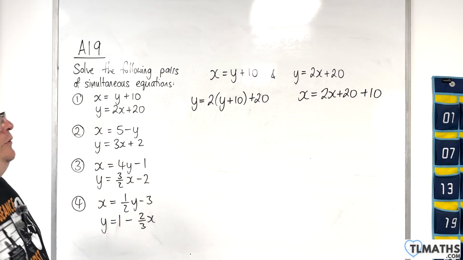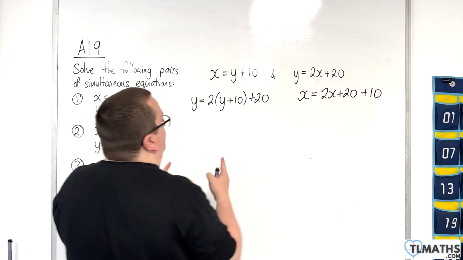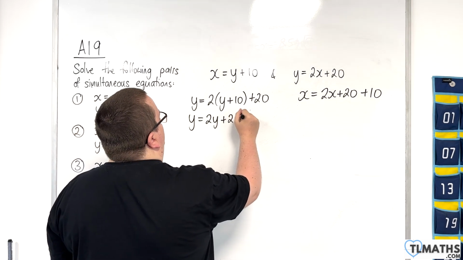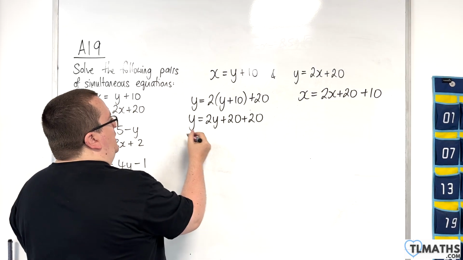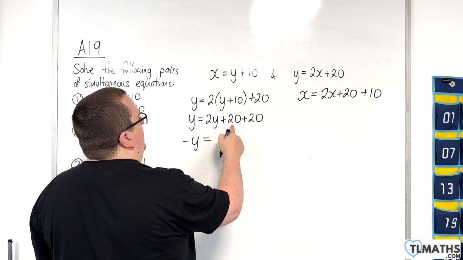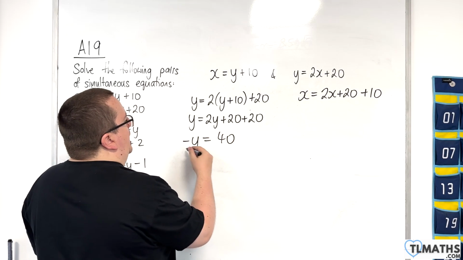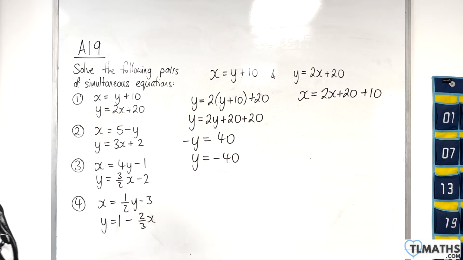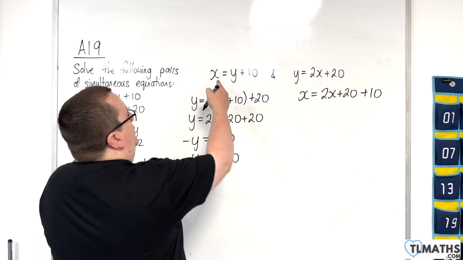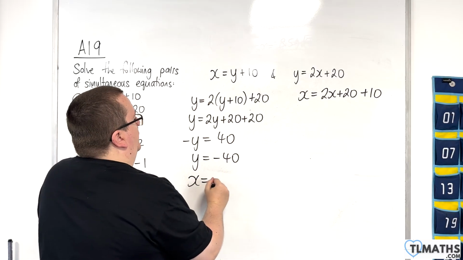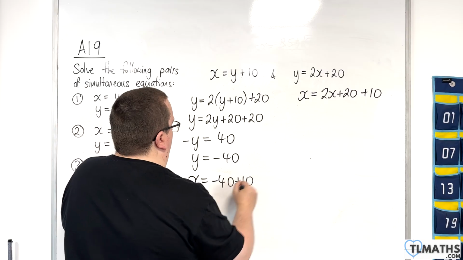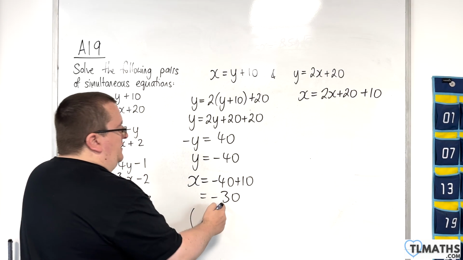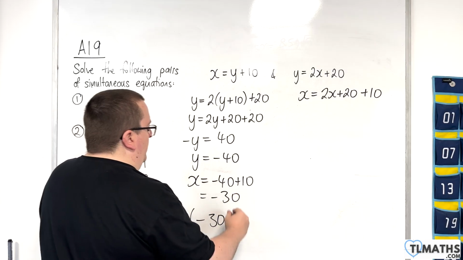Okay? So if we go through this way first, expand the brackets out, 2y plus 20 plus 20. We can subtract 2y from both sides and we'll have 20 plus 20, which is 40. And then multiply through by minus 1. So y is equal to minus 40. And then if you want the x value, substitute it into this one to get x is equal to minus 40 plus 10, which is minus 30. And so the two lines intersect when x is minus 30 and y is minus 40.